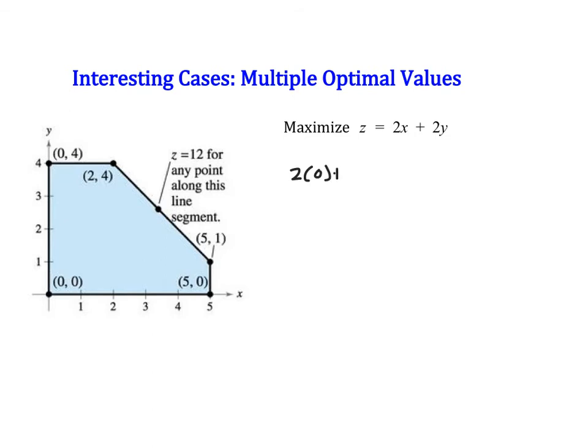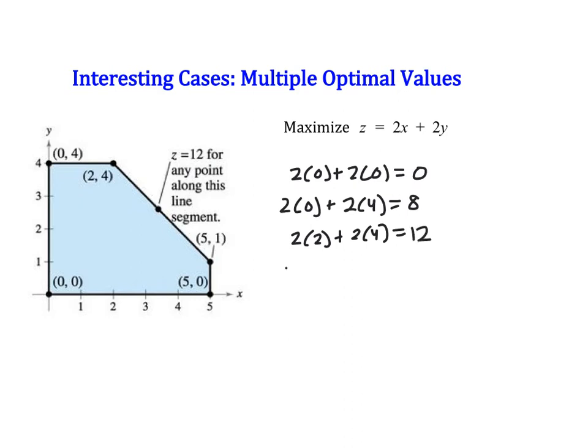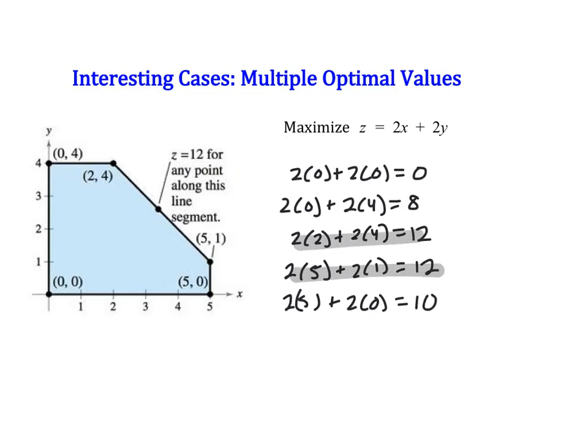So we have 2 times 0 plus 2 times 0 equals 0. And then we have 2 times 0 plus 2 times 4 equals 8. Then we have 2 times 2 plus 2 times 4 is 12. And then 2 times 5 plus 2 times 1, well, it's actually also 12. And then checking our last one, 2 times 5 plus 2 times 0 is 10. So you can see in this case, we actually have 2 coordinates where we have a maximum value of 12.